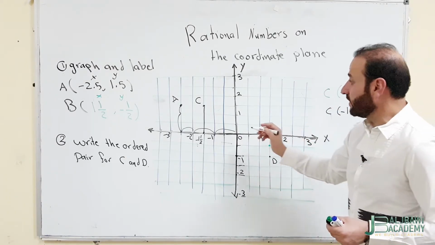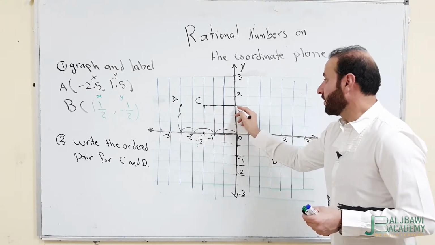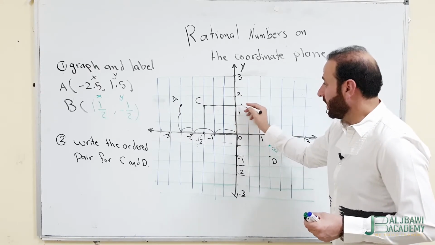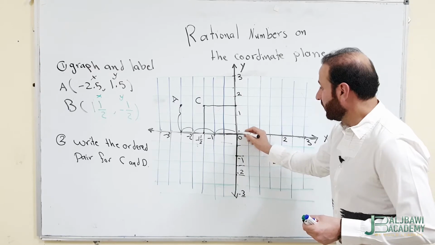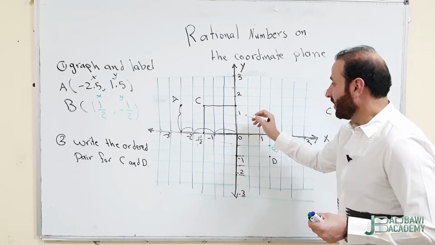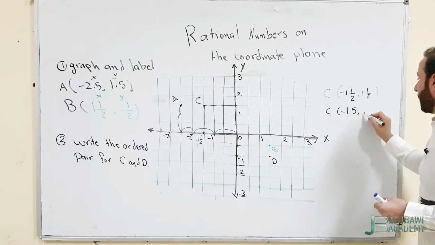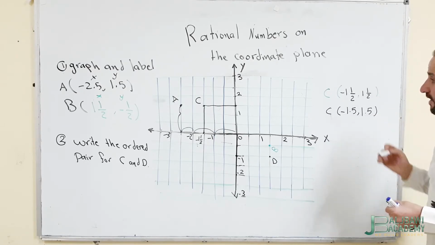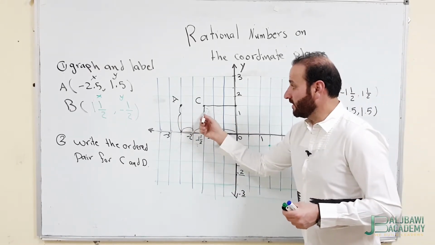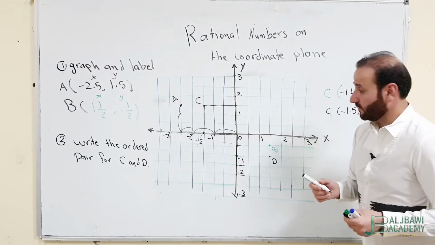Now I want the y coordinate. I draw a perpendicular line to the y axis. It intersects the y axis at this point, between 1 and 2. It's on the positive side, so it is 1.5. We can write it as 1.5, or as 1 1/2. In which quadrant? Of course, A and C are in quadrant 2, and B and D are in quadrant 4.